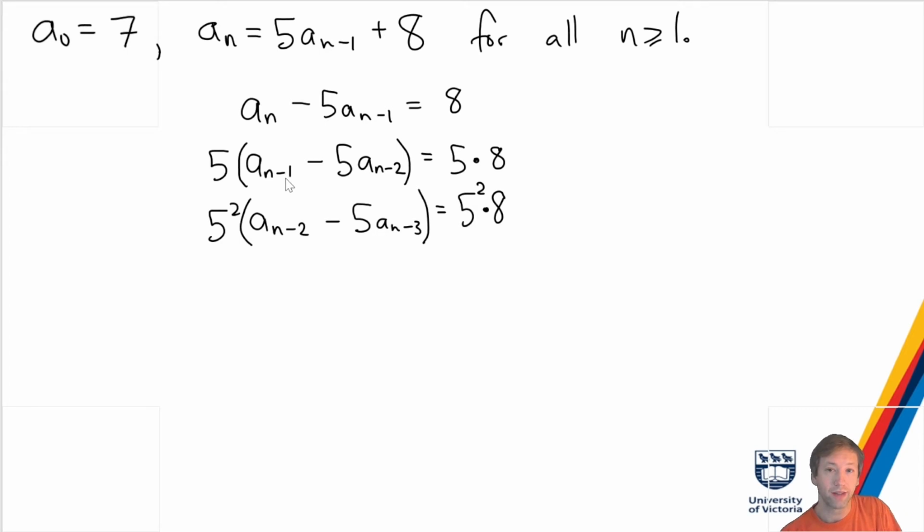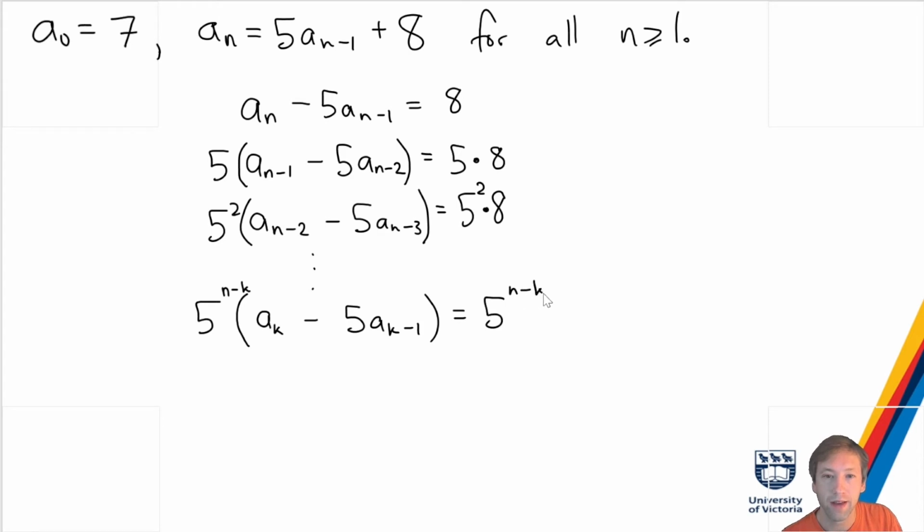And now it's going to cancel. And generally speaking, if I take, let's say, a_k minus 5 a_{k-1}, if you can see the pattern, what I want to multiply this by is 5 to the n minus k. And that should equal 5 to the n minus k times 8. Dot, dot, dot. Let's look at, for example, a2 minus a1.